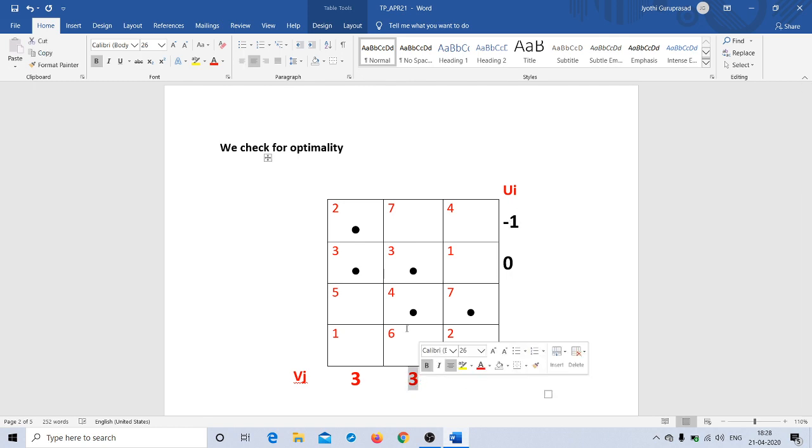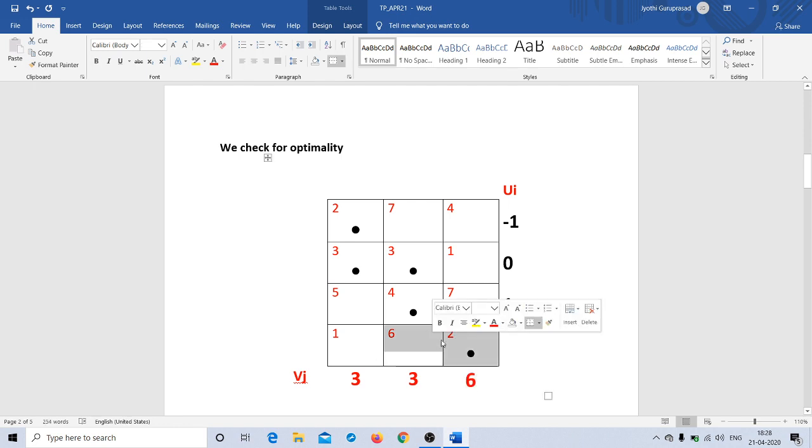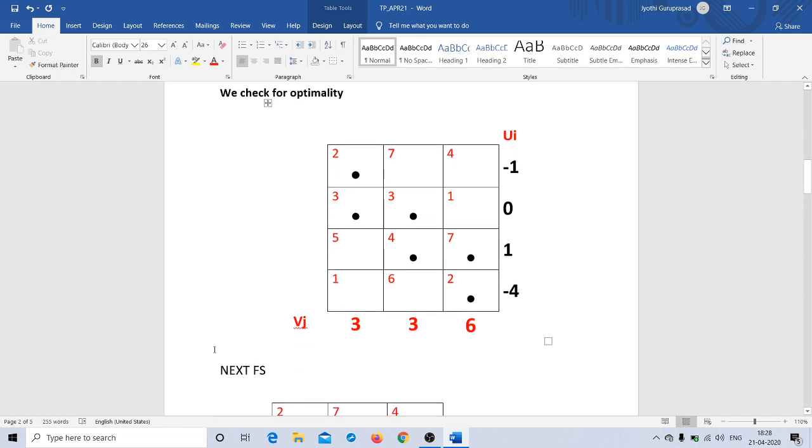I have this 3, I have this 4, so I'll get this as 1. Okay. And since I have this 1 and this 6, this 7, I will get this as 6. And since I have this 6 and this 2, I will get this Ui as -4. Okay. Now this is my Ui and Vj calculation. Now I calculate the Dij for the cell evaluation matrix, right?